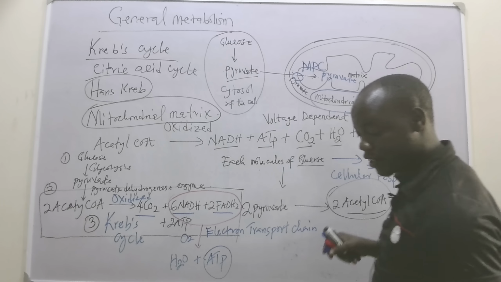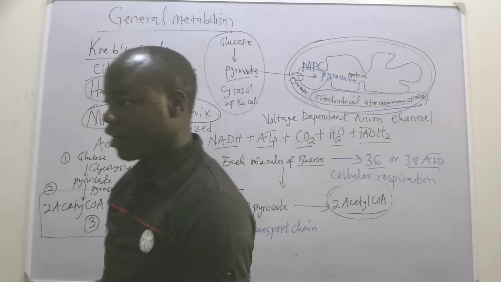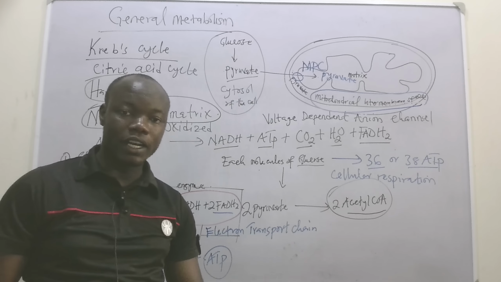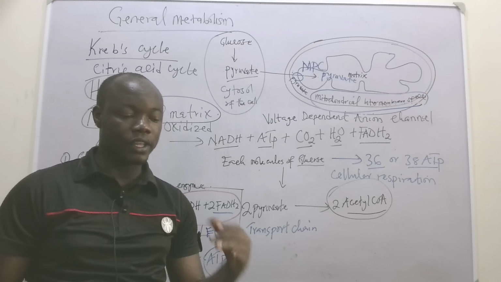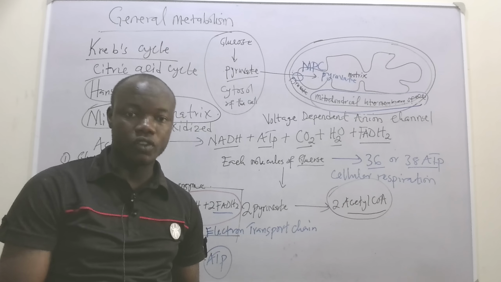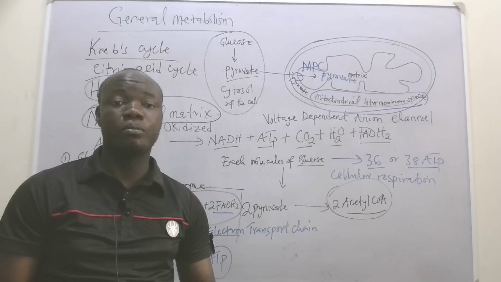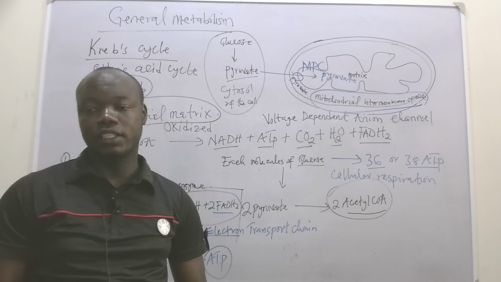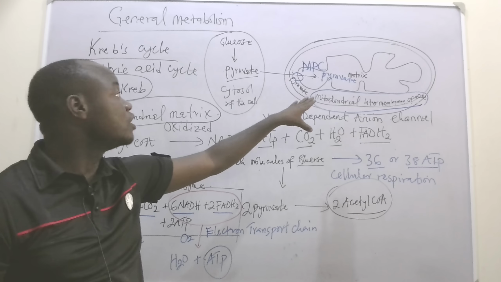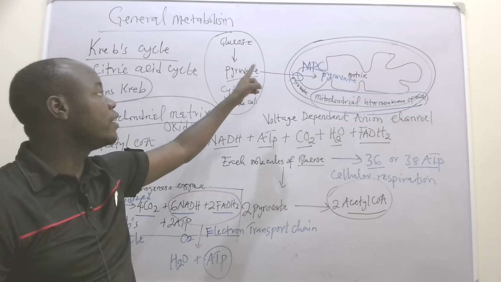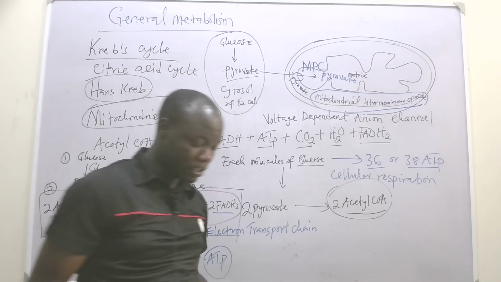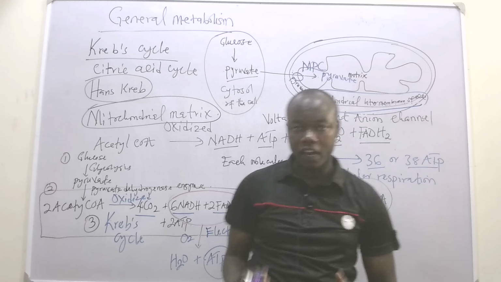So this is actually what happened. And of course, we need to know that in the cell, we have what we call transport across the membrane of the cell. We have different types of transportation across the cell. So now the question is, which type of transport does this pyruvate use to get itself into the mitochondrial matrix? Ladies and gentlemen, let me repeat myself for better clarity.